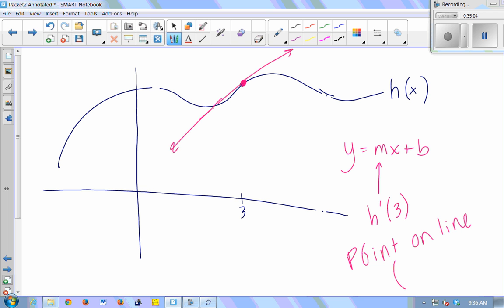So the easiest point on the line to get is this point, because it's on the line and it's on h, right? It's the point of tangency. That point is shared by the tangent line and the graph of h of x. And it has coordinates 3, x coordinate 3, comma what? 24, which you got by doing what? Plugging it into what? The original h of x. Good. So I have the slope by taking h prime of 3, and a point on the line is going to be 3, comma, h of 3.